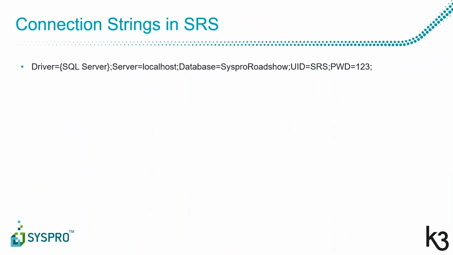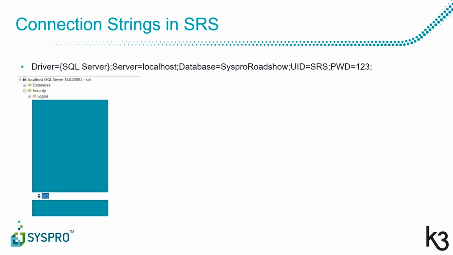Okay, first we'll look at connection strings. So at the top there, what I've put on my PowerPoint is a fully loaded connection string that can be copied and pasted into a Crystal report. Before this is useful, you first have to use SQL Server to set up a user ID. In this instance, I've called it SRS, and I've given it a very simple password of 123.